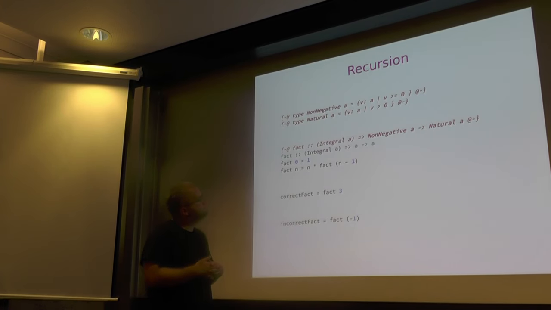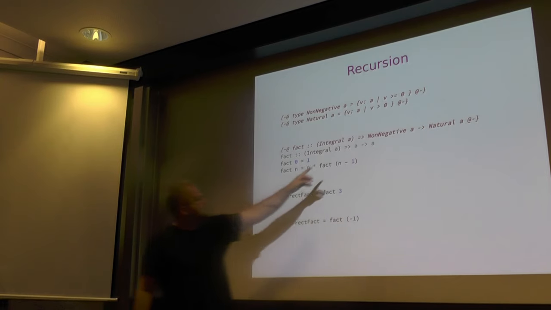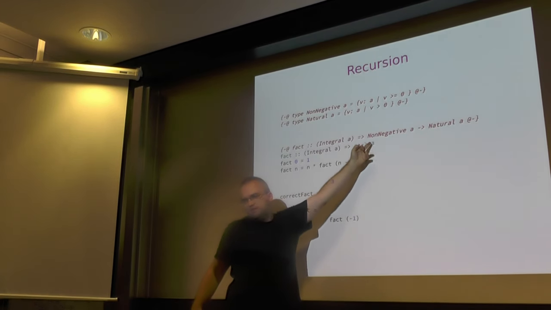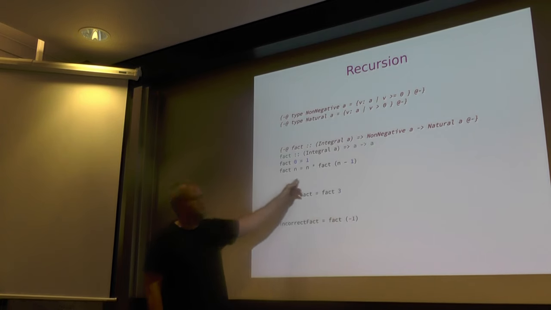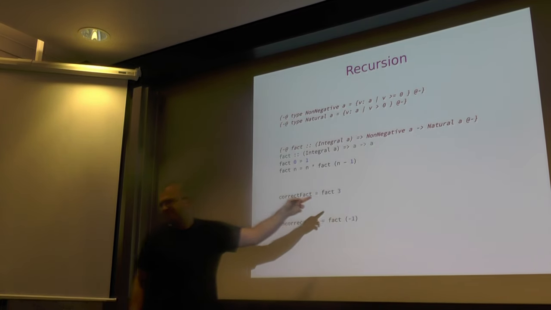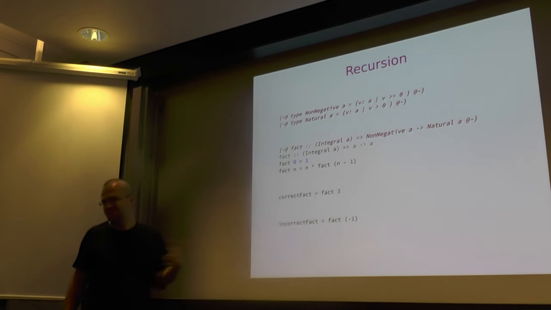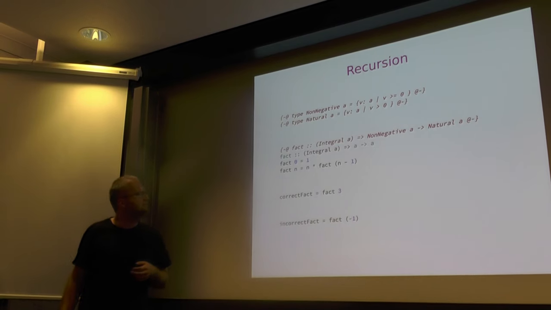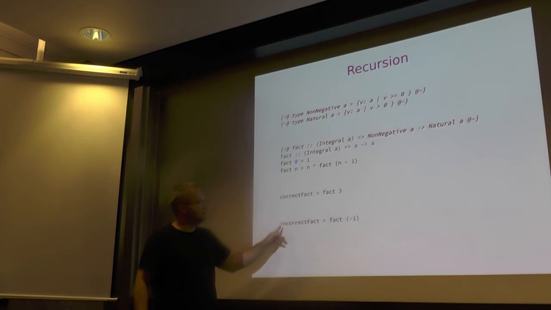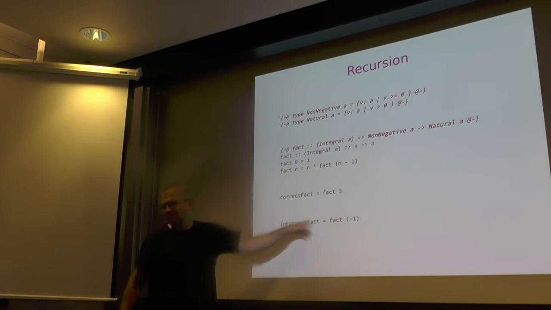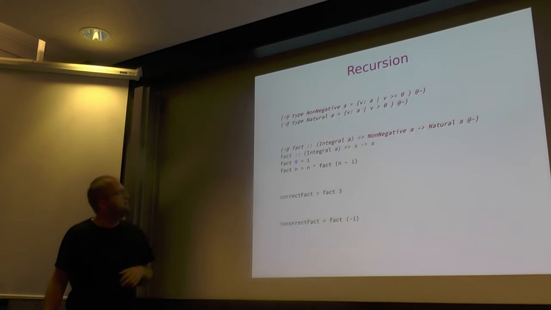For example, if you skip this refinement that it is non-negative, the refinement checker will complain that this is not defined for negative numbers, so what happens if it's negative? So this is really nice. Already you can see the utility: what if somebody calls it with -1? And again, two examples: this is a correct factorial call, this is incorrect, this will never pass the type checker.